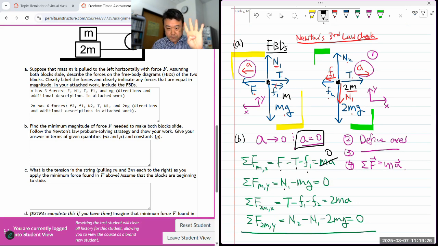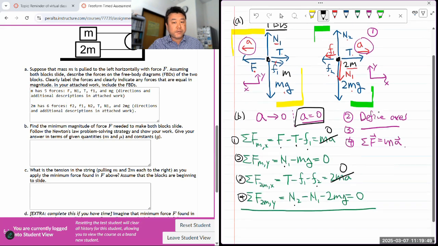T is unknown, but I already counted it. Don't have to count it again. F1 unknown, but already counted it. F2 is unknown. 5 unknowns. A is known. This is 0. N2 is unknown. That's a 6th unknown so far. So I have 6 unknowns and only 1, 2, 3, 4 equations. And hopefully by this time, you kind of know what the other 2 equations are.